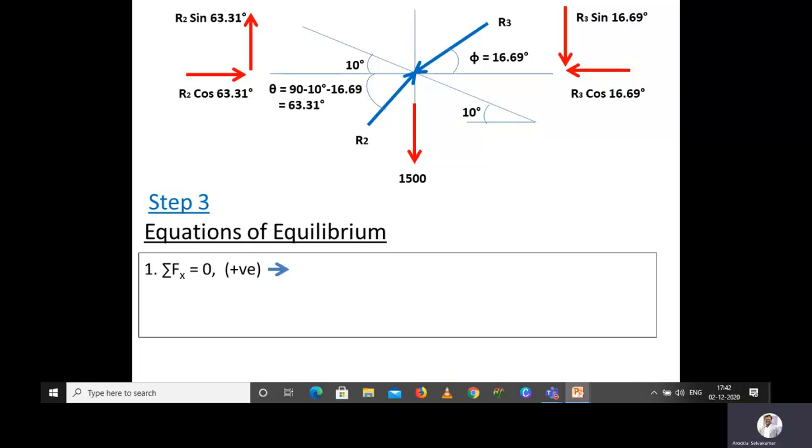We are not considering R2 sin 63.31 degrees and R3 sin 16.69 because these two are acting in the vertical direction. So now we can write R2 cos 63.31 as positive minus R3 cos 16.69 degrees is equal to 0, as per the equations of equilibrium, summation of horizontal forces or summation of forces along x direction is equal to 0. From this we can write R3 is equal to 0.468 R2. This one we can take as equation 1.